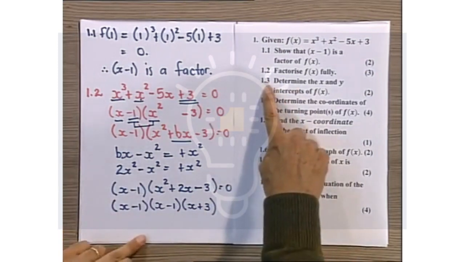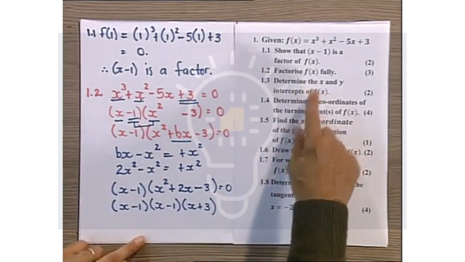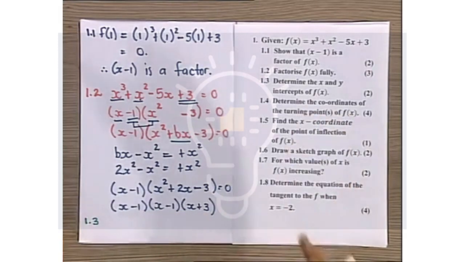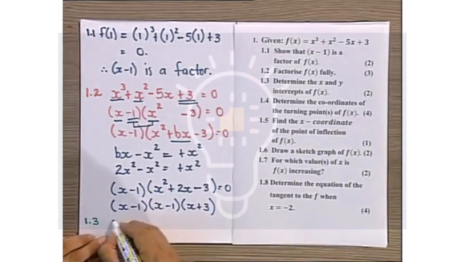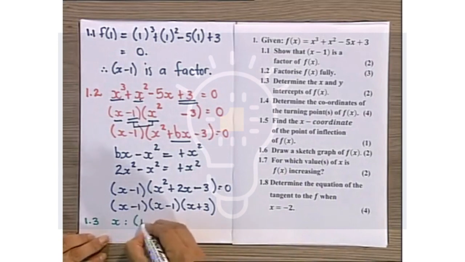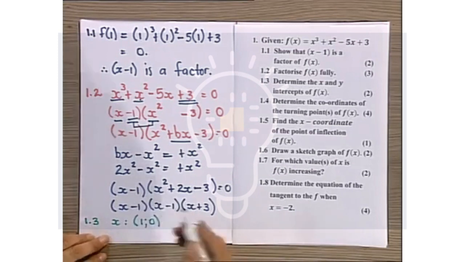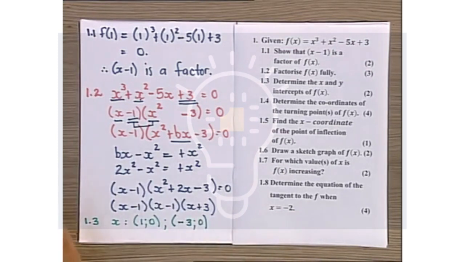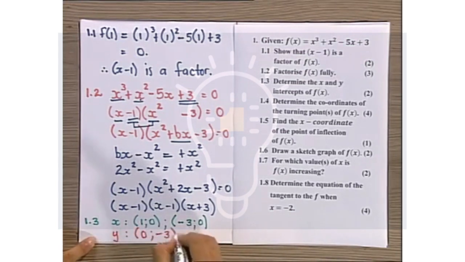Now, 1.3, they ask you to determine the x and the y intercepts. That should be quite easy, because I already have my factors. Guys, again, write your intercepts as ordered pairs. So, what are my x-intercepts? You agree with me? It's 1 and 0, and for the other, it's minus 3 and 0. Are you happy? And then lastly, my y-intercept will be 0 and minus 3.